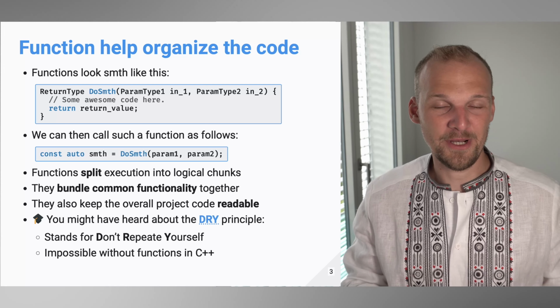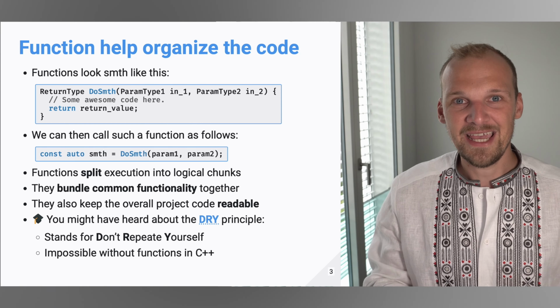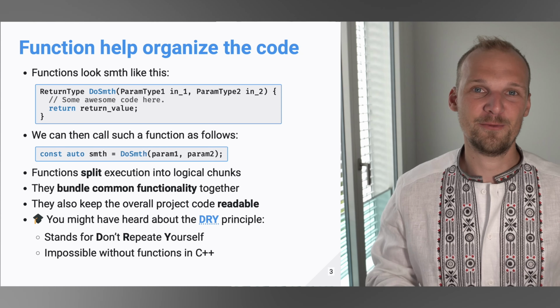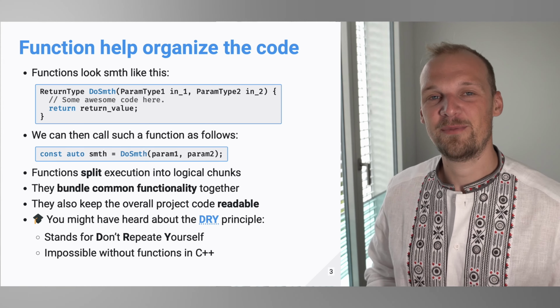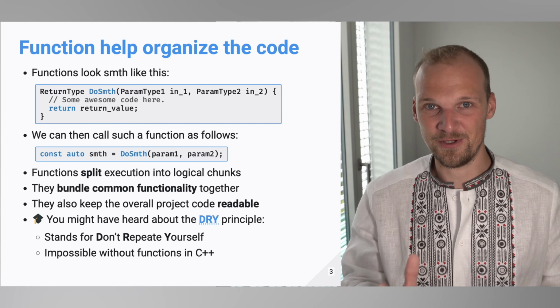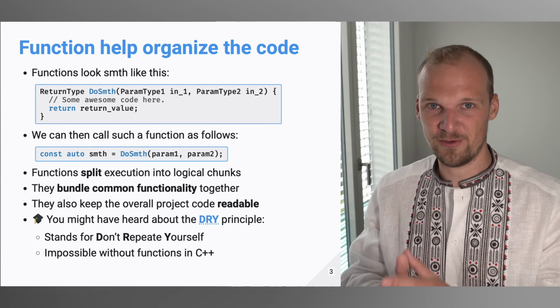You might have heard already about the DRY principle, which is the don't repeat yourself principle, and it kind of goes along the lines of what I've just talked about. Basically, if you want to change something in your program, there should be one place where you do it. There should never be a couple of places where you have to duplicate your work whenever you need a certain change. There are multiple definitions of this floating around the internet, but this is the way I understand it. And this DRY principle would be impossible to implement in C++ if not for functions.